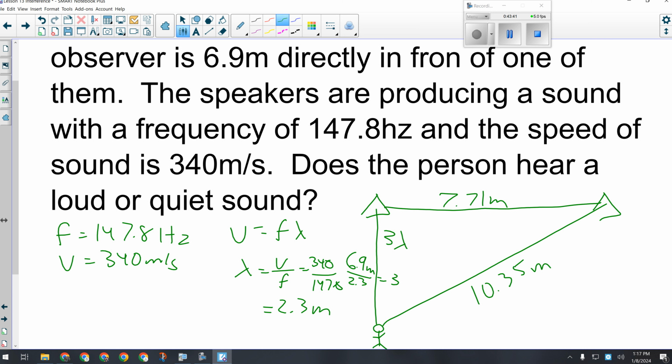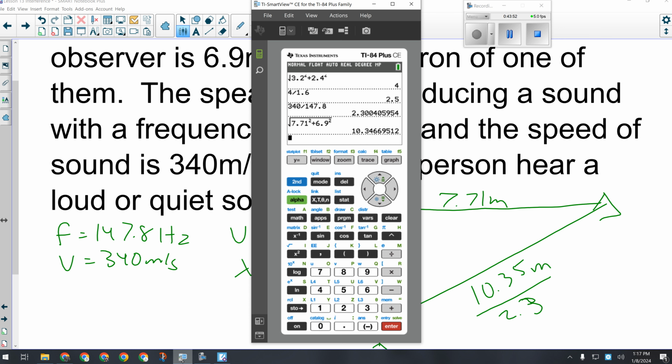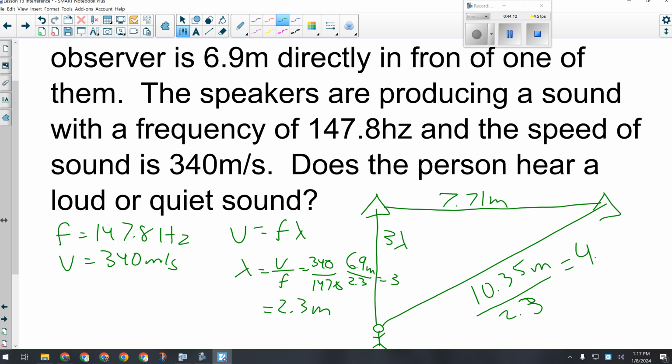Now I need to do the same thing with the 10.35. So I divide the distance by the wavelength, which we said was 2.3. I'll take the full numbers here just so that we get all of it. So that number divided by that one: 4.497. Is that 4.5? Close enough to 4.5. Okay, 3 wavelengths from this speaker, 4.5 wavelengths from that speaker. 4.5 minus 3 is 1.5 wavelengths different.